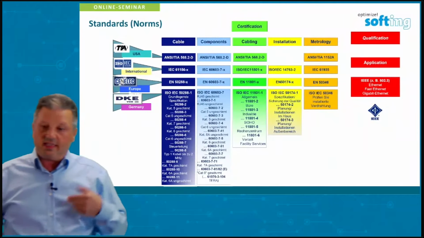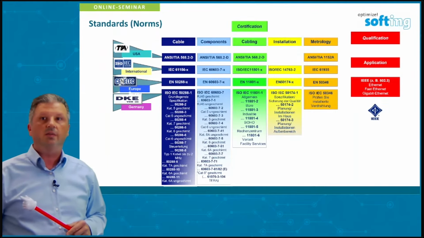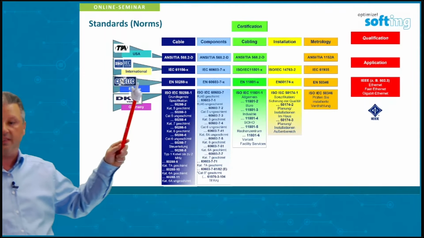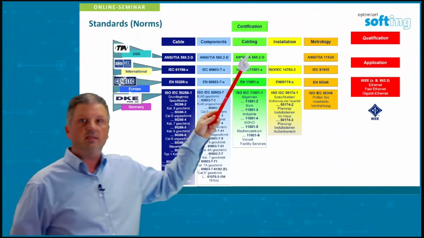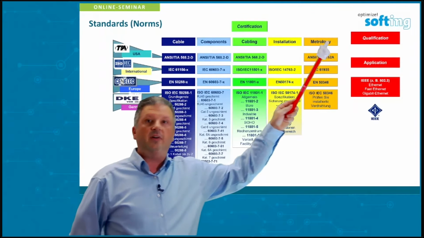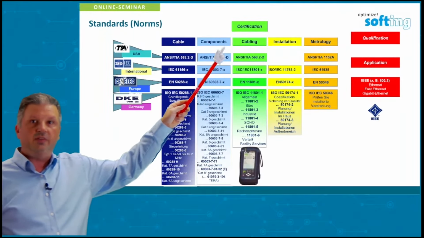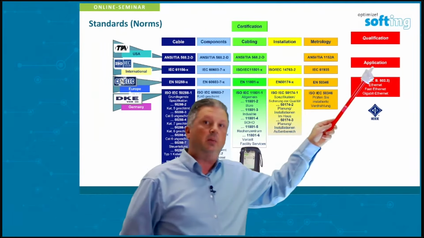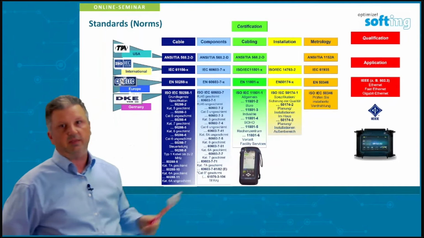When we talk about standards and norms, you see there are a lot of standardizations in the worldwide business: the TIA, the ISO norms, the European standardizations. This is also split up into cabling, components, the wiring of the cabling, and the installation. Then we have to define the certification on top with a certifier, for example the WireXpert. Or we have to do a qualification about IEEE, and then you have to choose a qualifier, for example a NetXpert.